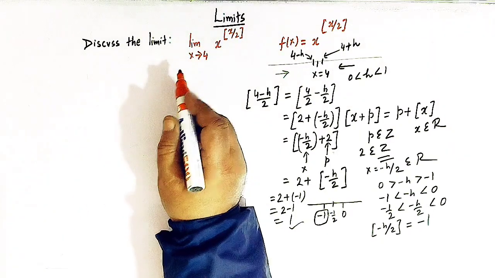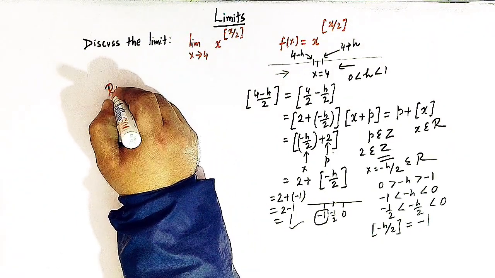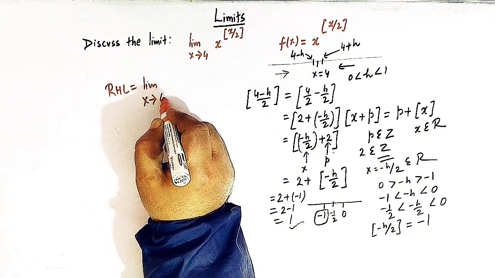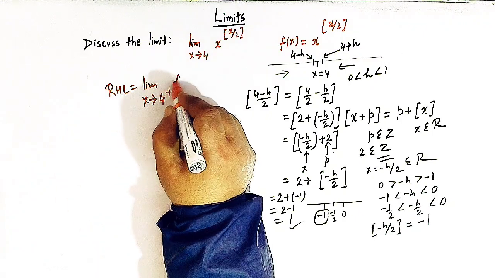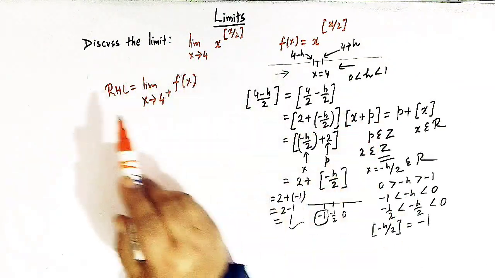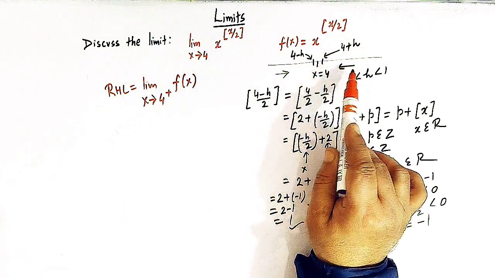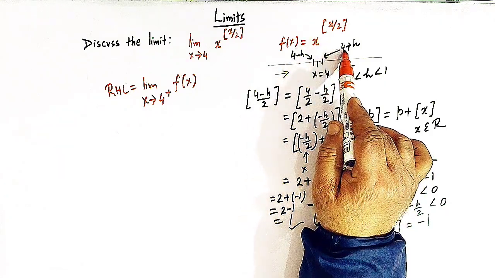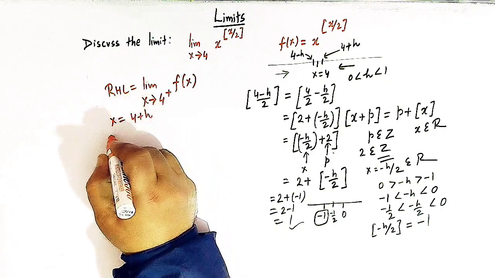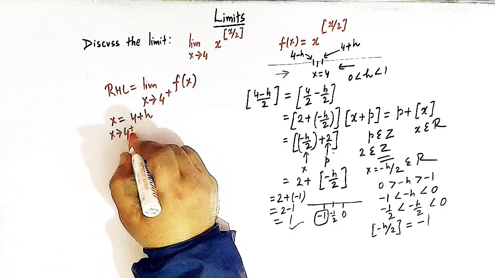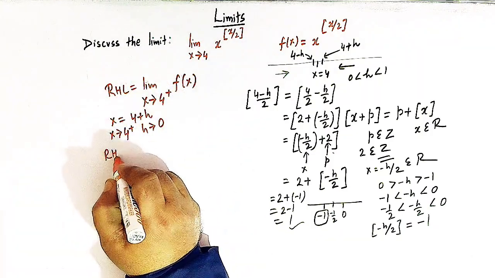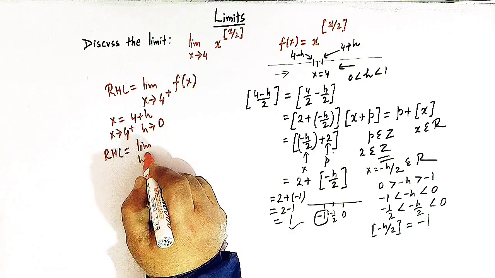Now let us find out the right hand limit. So the notation for right hand limit is the limit, and here we have x tends to 4. Here we write a positive sign, and here we have f of x. So now when we find out the right hand limit, we are approaching from the right of x is equal to 4. So here we have the point 4 plus h. So we'll write x is equal to 4 plus h, and when x tends to 4, then h tends to 0, right?